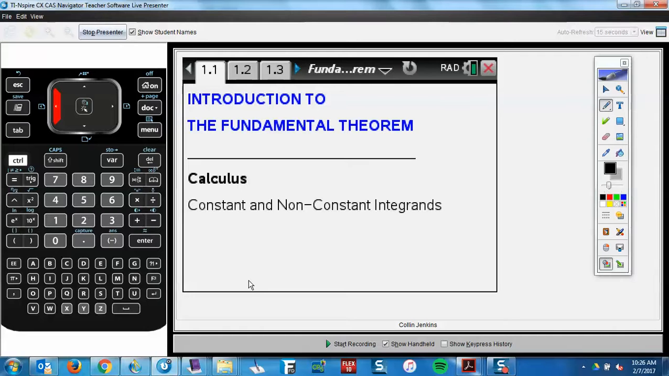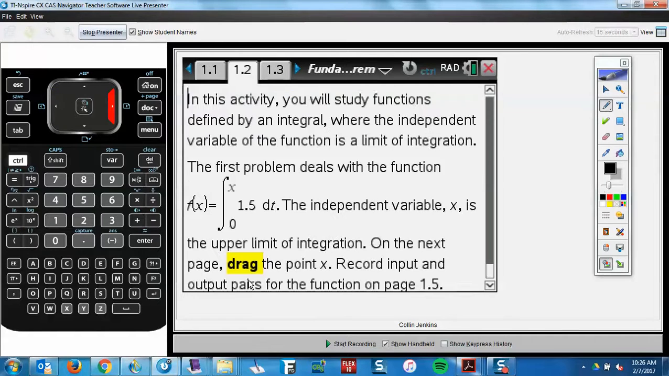Colin, go to the next page. Everybody else can follow along here. So now we're going to look at one similar, but we're going to start with a constant. We're going to start with just y equals 1.5, horizontal line. Okay, so go to the next page, Colin.